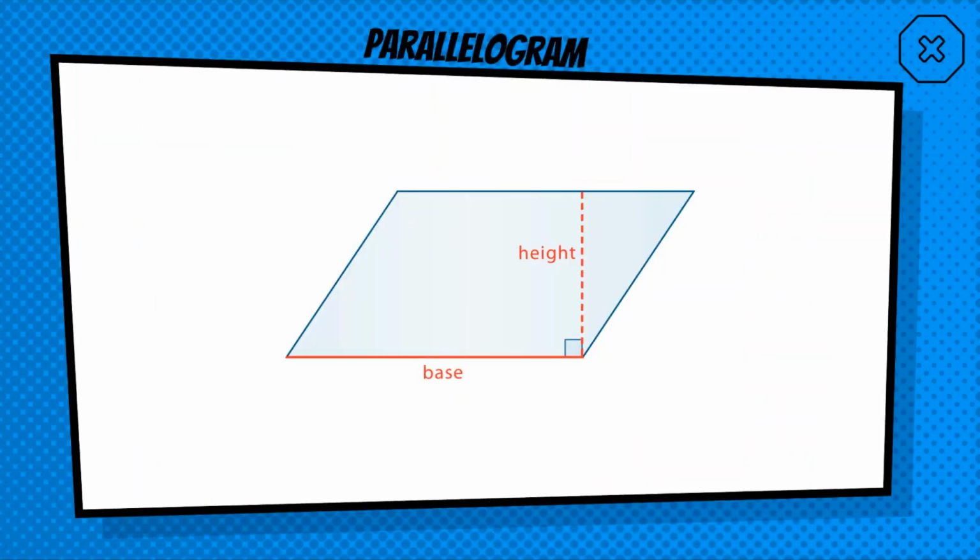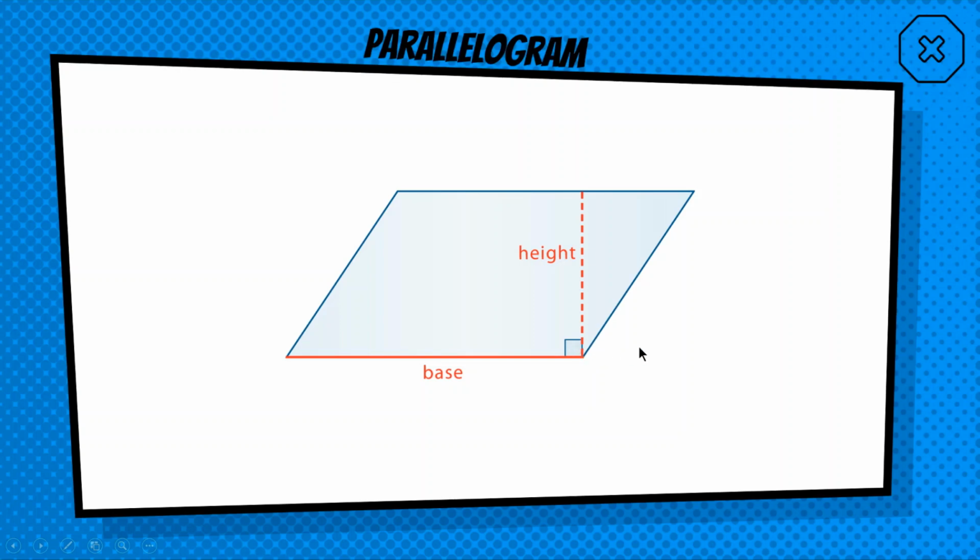A parallelogram is really just a rectangle that's sort of slanting a bit. We still have 2 pairs of equal sides, and for this we're going to consider the base and the height. So the base length and the perpendicular height. That's why we've got a little 90 degrees there.